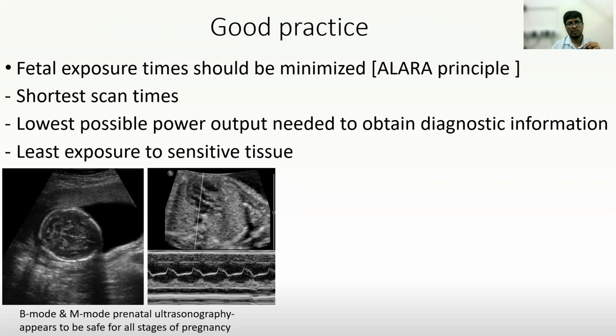It has been well proved that both B mode, which is just the normal grayscale ultrasound, and M mode, which is otherwise called the movement mode, which is like a superimposed mode on the B mode, where the movement of any structure within it will be displayed as lines, are both very, very safe at all stages of pregnancy.